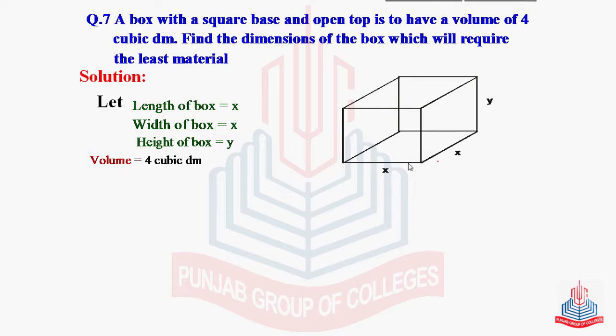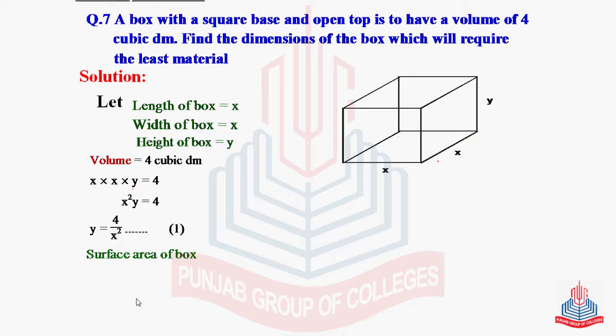As given, volume is equal to 4 cubic decimeter, and the volume is actually length into width into height. So this will become x into x into y is equal to 4, and that will become x square y is equal to 4, and y is equal to 4 over x square. Name it equation number 1. And the surface area of the box, as we discussed earlier, that we have to make with least material.